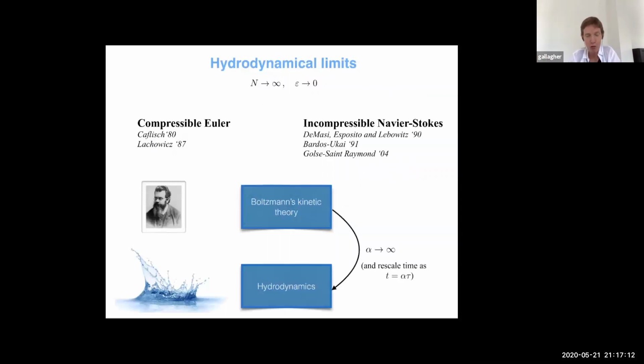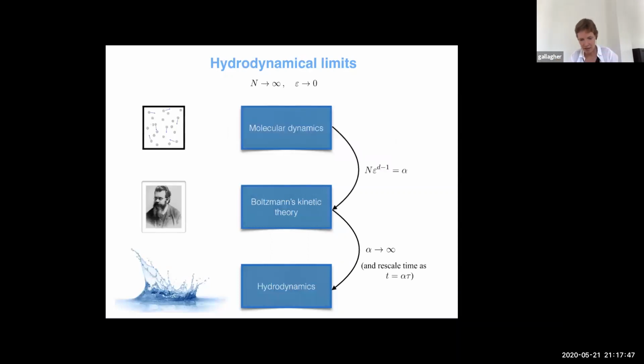Theorems are much harder to prove, but there are some results, which I won't describe here, allowing you to go either to the compressible Euler equations, that's if you just fix time and let alpha go to infinity, or, if you let alpha go to infinity but rescale time as well, to recover the incompressible Navier-Stokes equations. Okay, so I won't say more about this because this is not the point of this talk. Maybe the only thing I can say is that what we want to do, right, is to go from particles to fluids. So we need to reconcile both limits, particles to Boltzmann and Boltzmann to fluids.